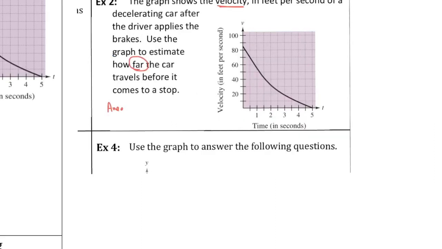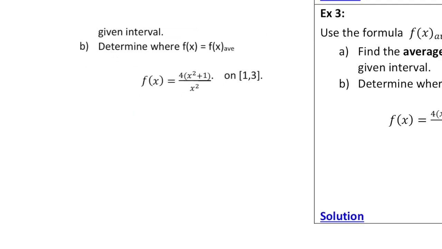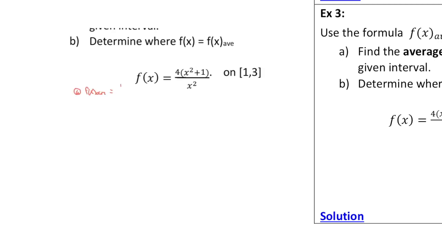For example number 2, you were given a velocity graph and asked to estimate how far the car travels before it comes to a stop. You stop when your velocity is 0. So I drew some rectangles and a triangle and estimated the area under these curves in order to determine this area. For question number 3, you're asked to find the average value of the function.